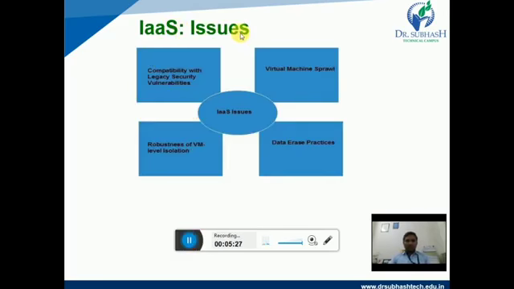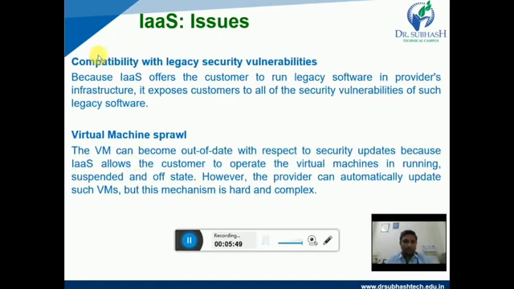Now, let us see some of the issues in infrastructure as a service. First, compatibility with legacy security vulnerabilities, virtual machines firewall, data erase practices, and robustness of VM level isolation. Let us see each issue in detail. First one, compatibility with legacy security vulnerabilities. Because IaaS offers the customer the option to run legacy software in the provider's infrastructure, it exposes the customer to all of the security vulnerabilities of such legacy software.